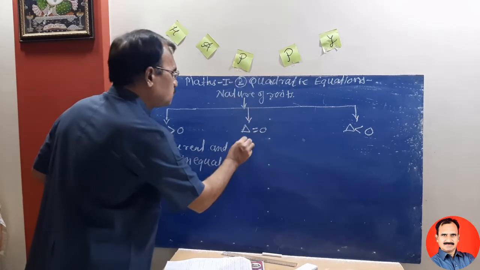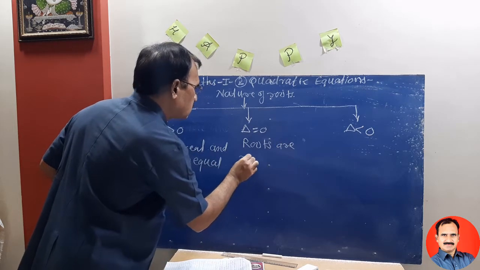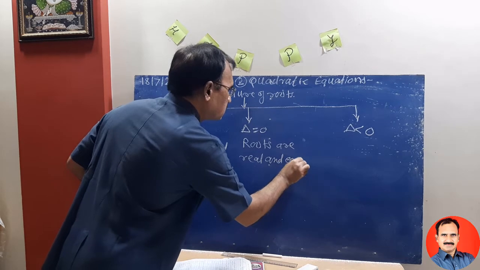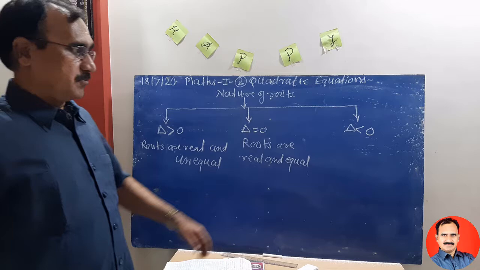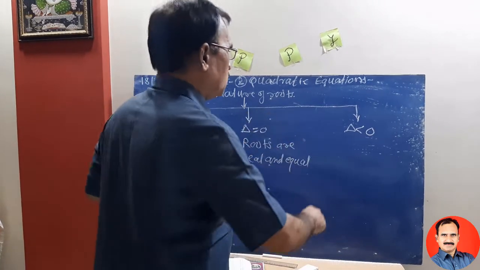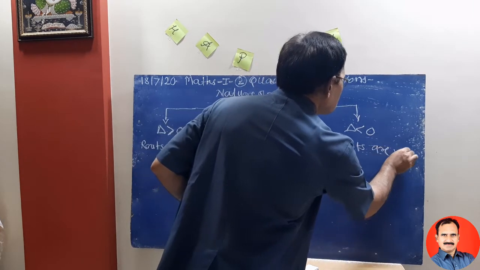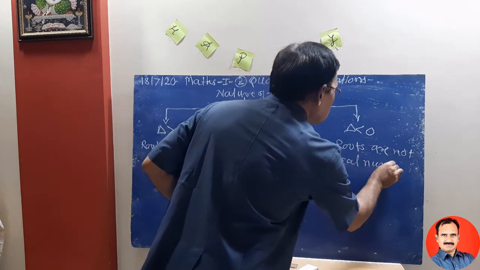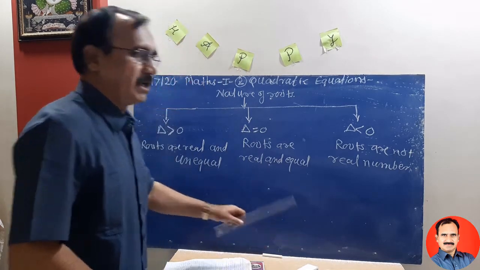If delta is equal to 0, roots are real and equal. And the third possibility, delta having a value less than 0, that means negative: roots are not real numbers.